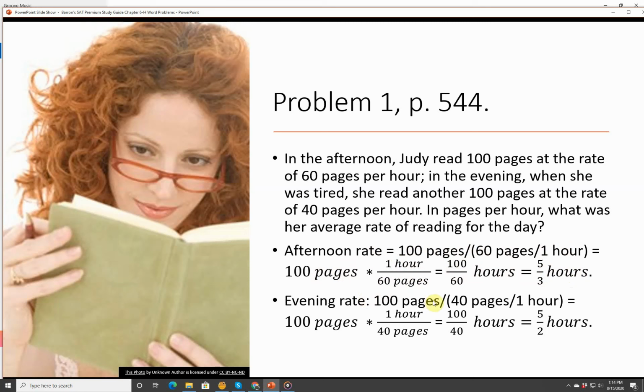Evening time, 100 pages over 40 pages per hour. Same deal. Pages cancel out, so we have 100 over 40 hours, which is 5/2 of an hour.